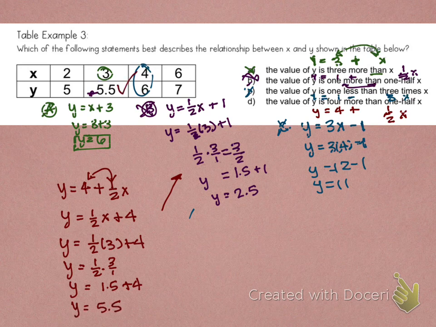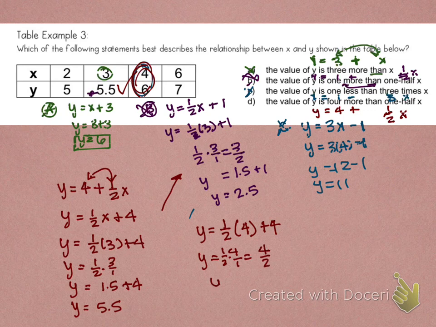Did we get the right answer? Yay, we did. Okay, let's try it again. Y equals 1/2 times, let's plug this one in because that one didn't work for 1. So in the place of x, I'm plugging in 4, plus 4. Y equals 1/2 times 4 over 1, which equals 4 over 2. Y equals 4 divided by 2 is 2, plus 4 is 6. Bam, it works. So our answer is D.